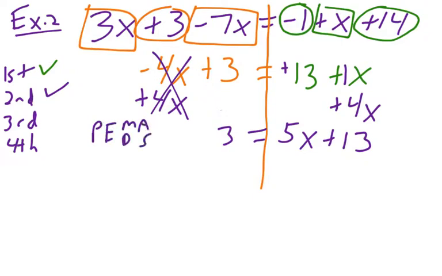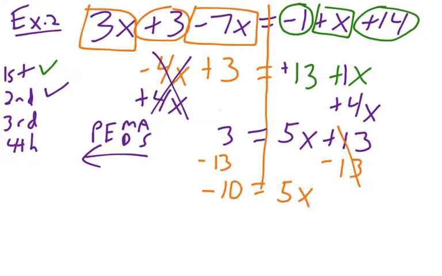We do add and subtract first. So we're adding 13. The inverse is subtracting 13. I do it to both sides. Then I bring down the 5x. And 3 minus 13, that's getting more negative, so it would be a negative 10.